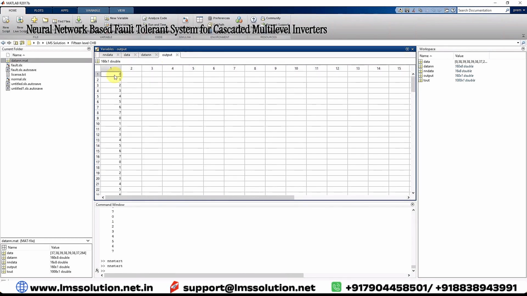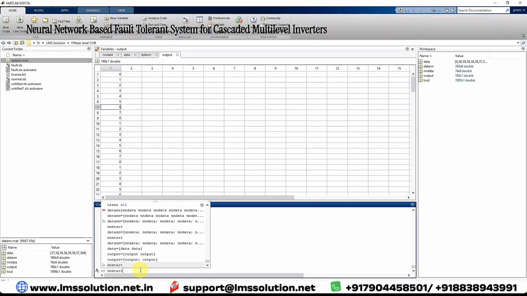Here I'm going to take the numbers from 0 to 7. 0 indicates a normal operation. 1, 2, 3, 4, 5, 6, 7 indicate the fault in the corresponding H bridge. For example, number 3 means the fault occurs in the third H bridge. If the number is 6, the fault occurs in the sixth H bridge. I created this data on my own for understanding, for classification.